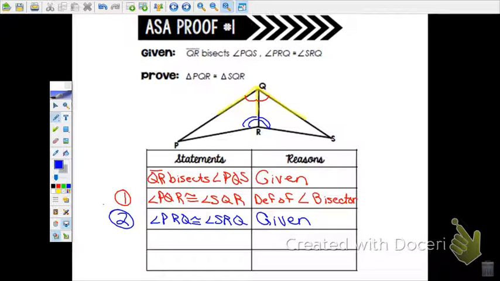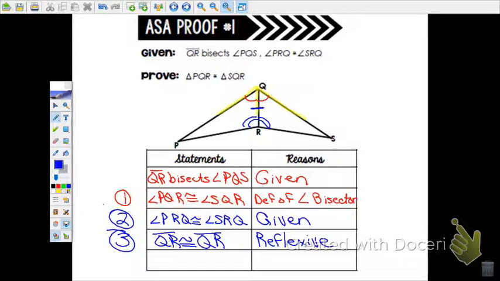So that's all the given information I have. What else do I know looking at my picture? I have that shared side. So I'm going to mark it in my picture and write it down. Segment QR is congruent to segment QR, and that is reflexive. So that's my third congruency statement.